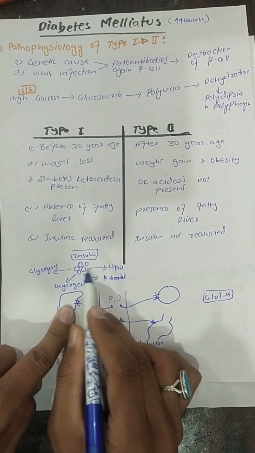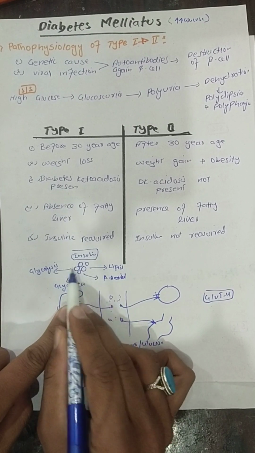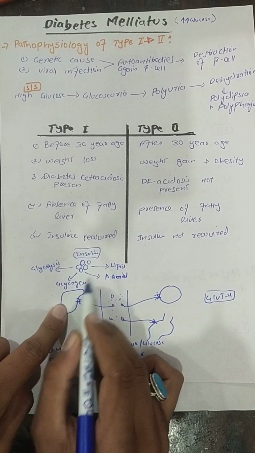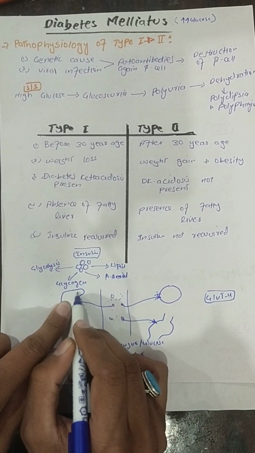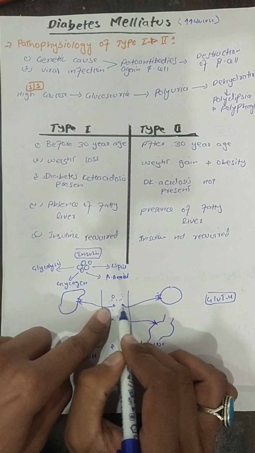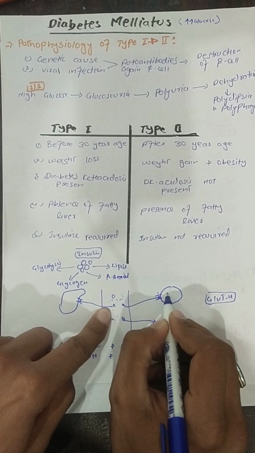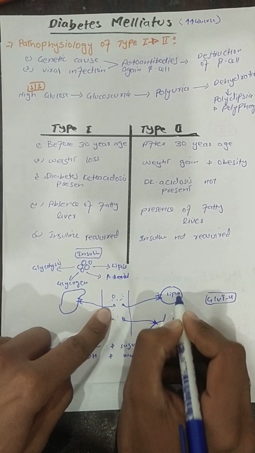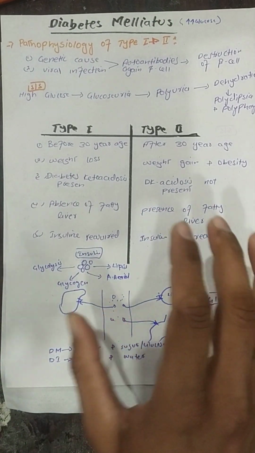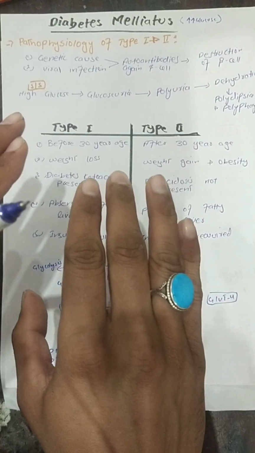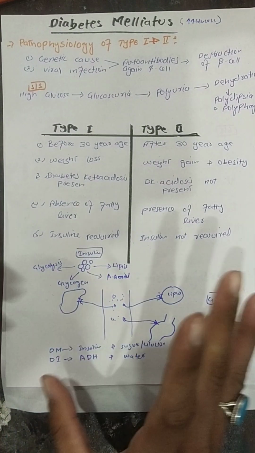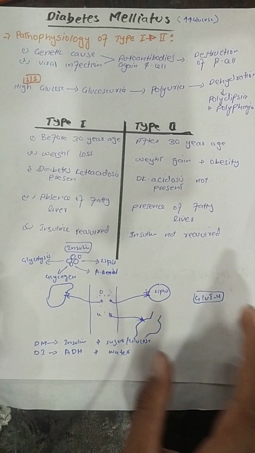When glucose is converted into lipid under the supervision of insulin in the liver, this lipid is transported in the blood and then transported to the adipose tissue, and the adipose tissue stores the lipid. So glucose is converted into lipid, and lipid is stored in the adipose tissue. Since glucose is now converted into lipid, the glucose level decreases. This is the whole mechanism of how insulin functions.